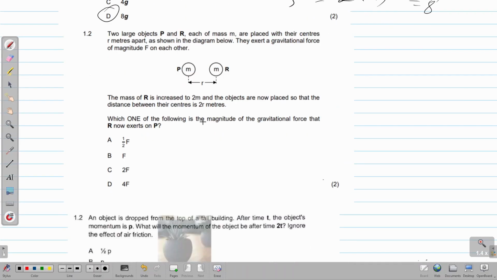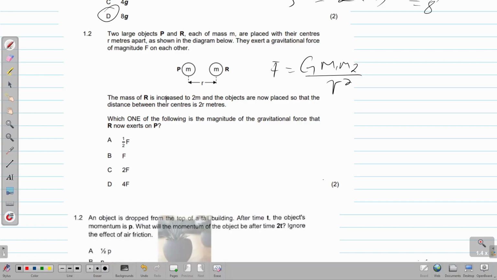Before we continue, we must pick up that here we will apply Newton's law of gravitation: F = G M1 M2 divided by R squared. Let me read this equation first. Force is directly proportional to the product of masses and is inversely proportional to the square of the distance between the centers of the masses.